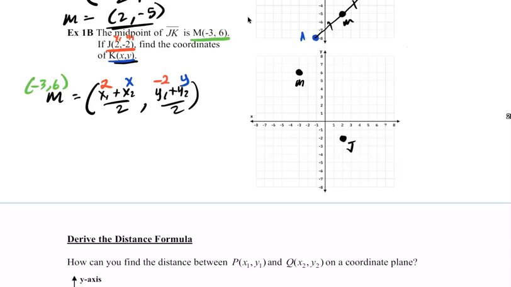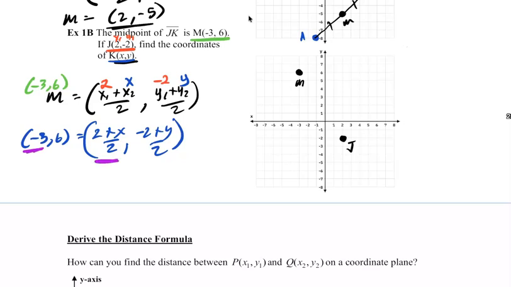So let's rewrite this. (-3, 6) equals ((2 plus x) over 2, (-2 plus y) over 2). So from here, what do I do? We separate it. We put the x's together. So -3 equals (2 plus x) over 2. And then we'll put the y's together. So 6 equals (-2 plus y) over 2. Right, so we separate it, put the x's together and the y's together. And now we just have to solve these two separate problems.